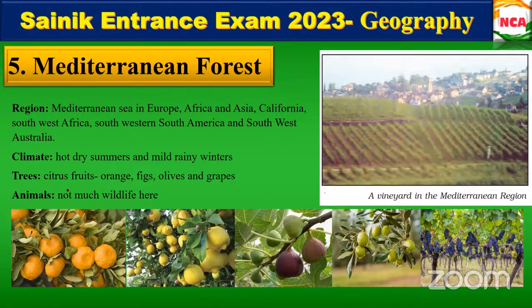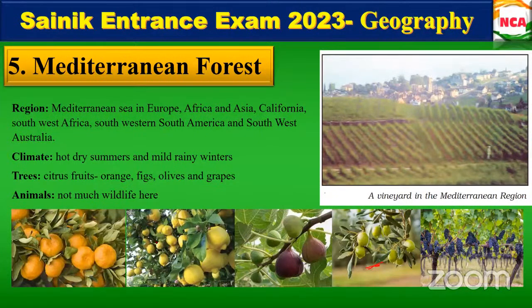Fourth one. 1, 2, 3, 4. This part. This one. Yes, ma'am. This is olives. Okay, I have given an order only. So citrus fruits, orange and lemon. I have given orange. That is this mandarin. This is not orange, this is mandarin. Okay. Lemon. Then figs. This is fig and olives and grapes. I have given an order only, so it will be easy for you to remember as well.